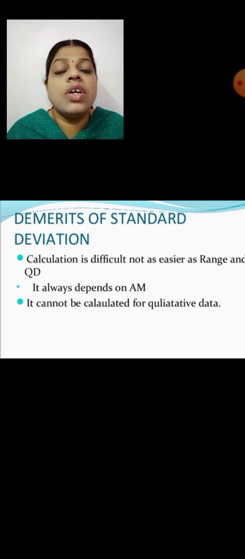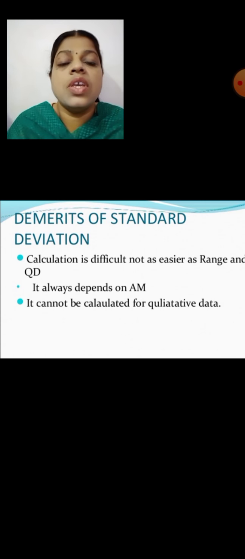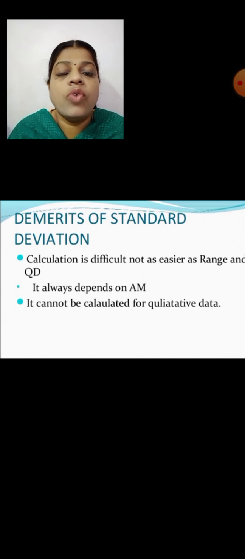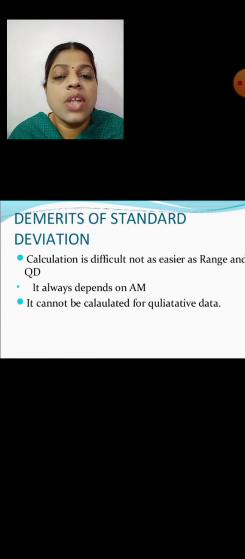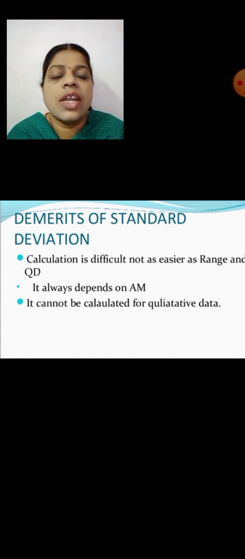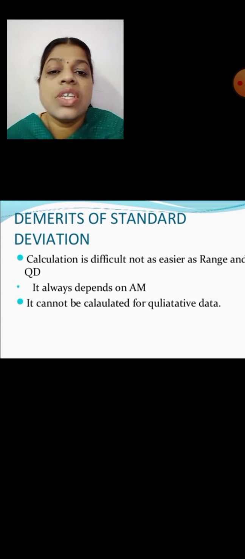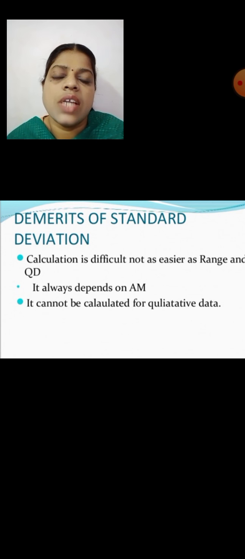Children, you have studied the two kinds of data: quantitative and qualitative. Here the standard deviation is not helpful for qualitative data. Qualitative data means data which takes into account attributes, that is, the different qualities that I told you about. So it is not used for qualitative data. The standard deviation cannot be used for qualitative data.